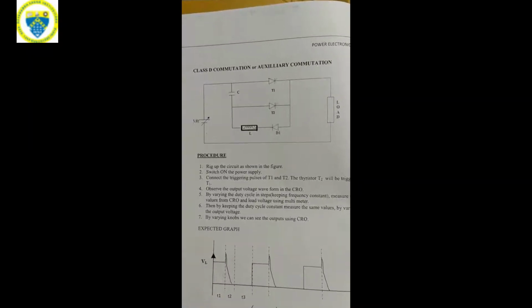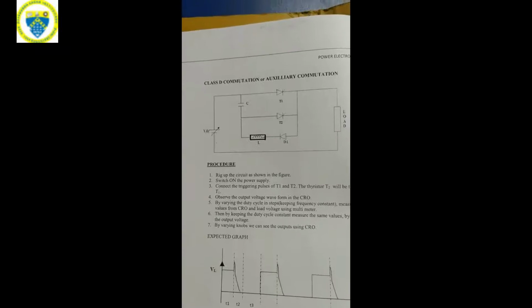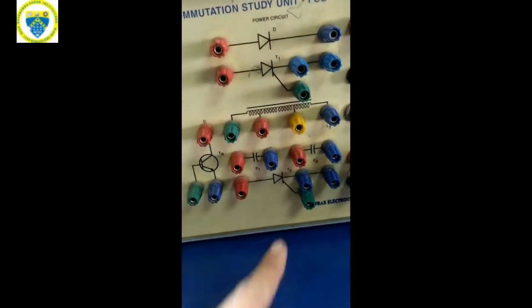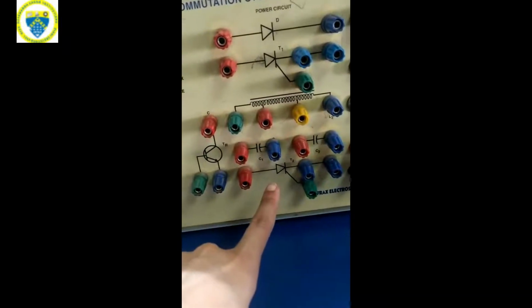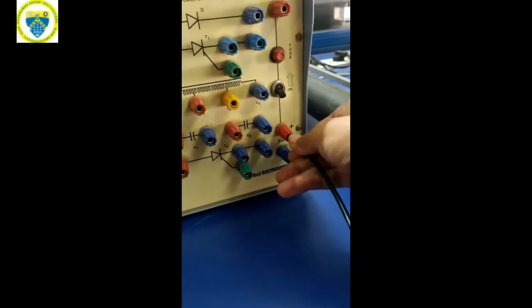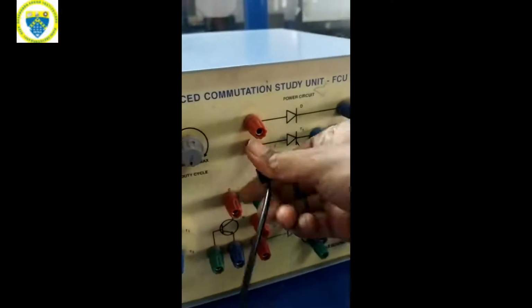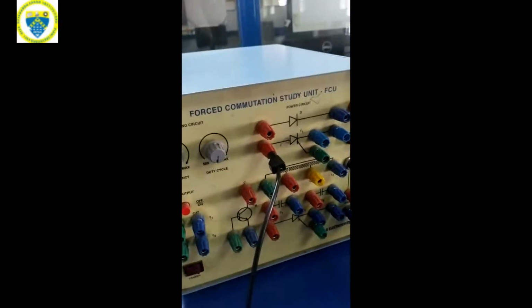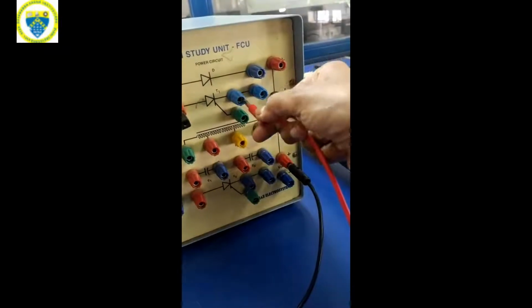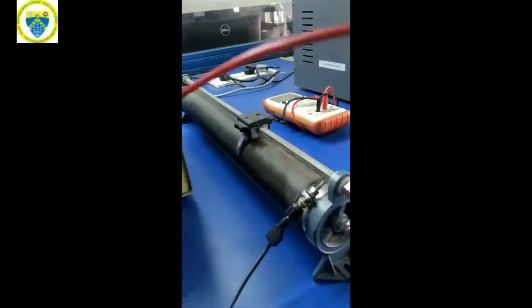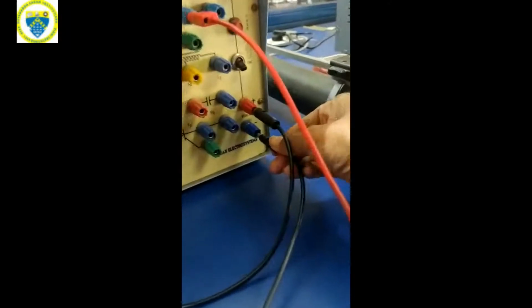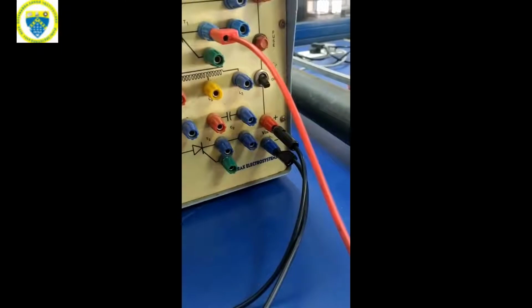Connections to class D commutation. T1 is used as a main thyristor. T2 is used as an auxiliary thyristor. Positive of the supply to anode of T1. Cathode of T1 to rheostat. Another end of the rheostat to negative of the supply.